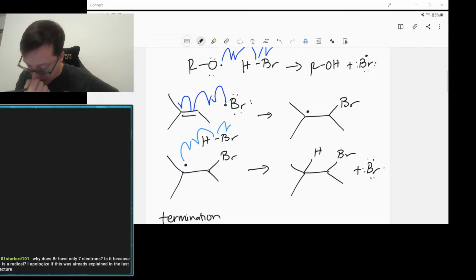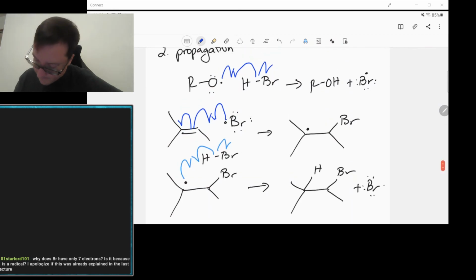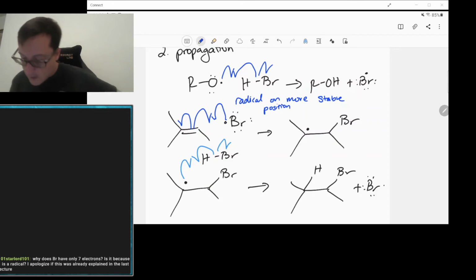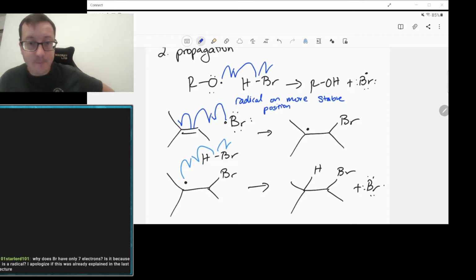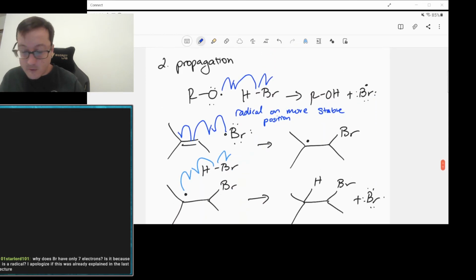All right, so the main idea here is that your radical will go to the more stable position. Right, and so that's going to be the tertiary one. Right, and so that's how this is going to happen. So we have first initiation, breaking this apart. Our first step of making a bromine radical is a propagation step.